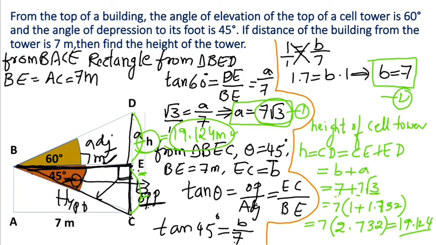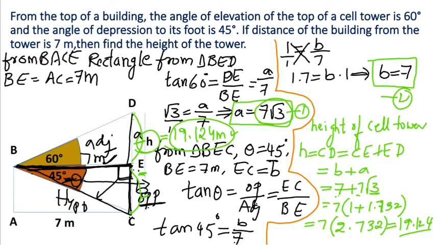So, tan 45 degrees is equal to B by 7. We know that tan 45 degrees is 1. 1 is equal to B by 7. By doing the cross multiplication, we get B is equal to 7. And after that, by adding A and B, we get the total height of the cell tower. So, H is equal to A plus B. Then we get the value as 19.124 meters.